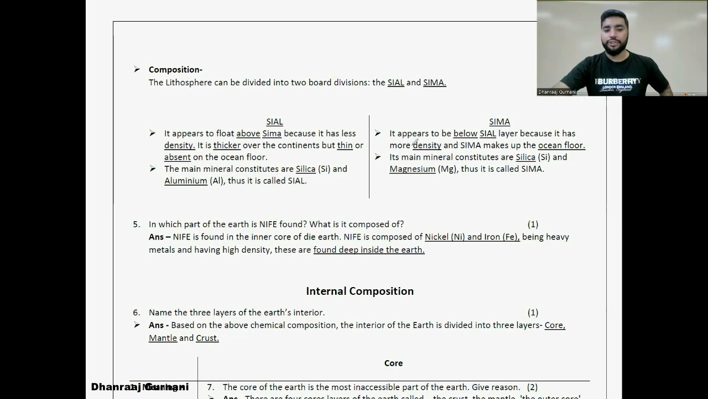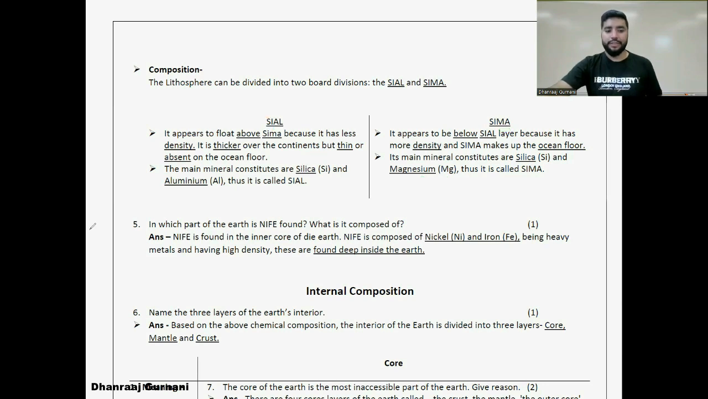The main mineral constituents: the name comes from Si. Si comes from silica, and Al makes up aluminium, and Ma comes from Mg, which makes up magnesium. So Si stands for silica, Al stands for aluminium, that gives you Sial, and Si stands for silica again, and Ma is magnesium, which is Mg, thus it is Sima.